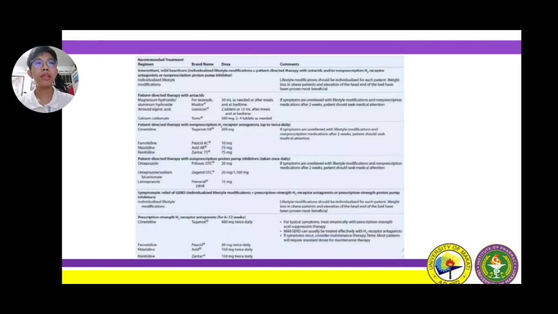So for the therapeutic guidelines, we will not dwell on this because it will take a lot of time. So just to summarize these tables, the treatment for GERD or gastroesophageal reflux disease is categorized into three parts, which first is the antacids, then second is the H2 antagonists or H2 blockers, and lastly is the proton pump inhibitors.